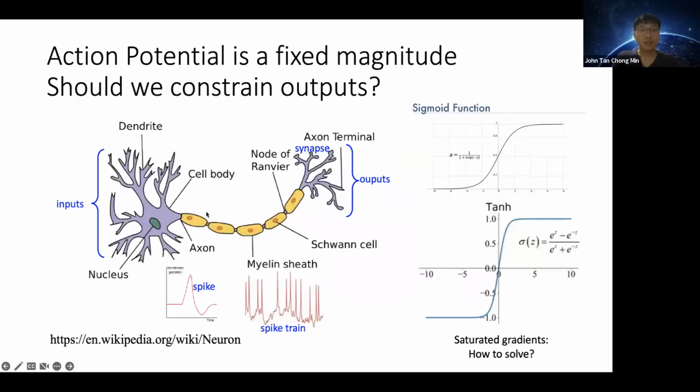This is just some idea. What people used to do is use a sigmoid function to constrain the output to 0 to 1. Or if you want to model excitatory and inhibitory neurons, you can use a tanh, because 1 is excitatory and -1 is inhibitory. But the problem with these traditional networks is that the gradient saturates quite easily. It's very easy to end up in this place and this place, and you will get 0 gradient here. So how can we solve these saturated gradients?